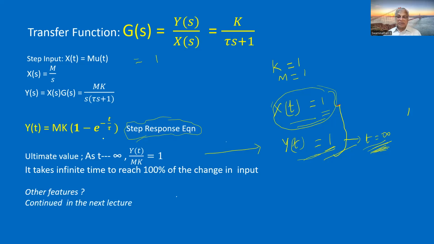in the next lecture. These are the important features. What happens to the dynamic behavior of this first order system after a step input is given? That dynamic behavior in between, the transient response, has some important features which we'll see in the next lectures. See you.